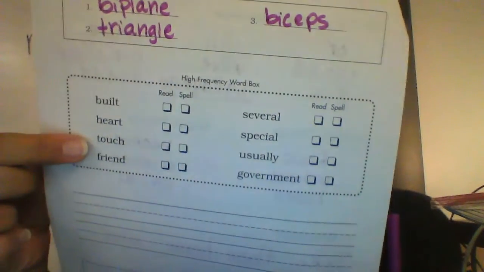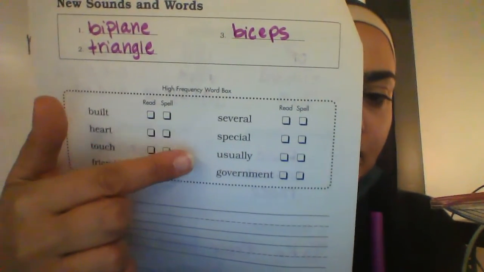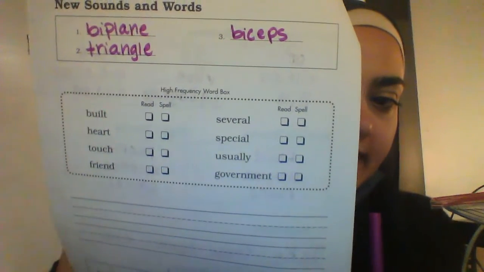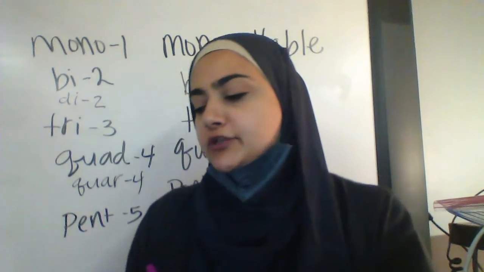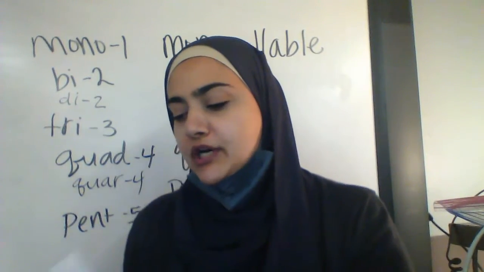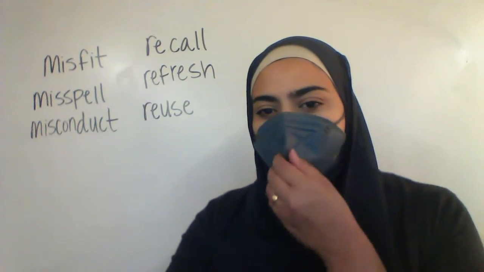Okay, let's go ahead and read these words together. Built, heart, touch, friend, several, special, usually, government. You're going to write each word one time, and you are going to write 2 sentences using 1 word in each sentence. You can go ahead and do that now. Pause the video now.